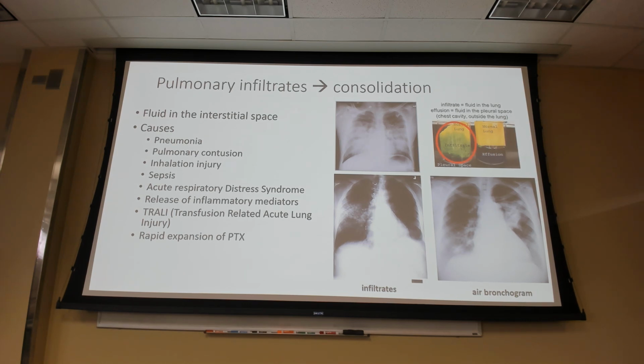There's a lot of causes for infiltrates and consolidation, obviously pneumonia, any sort of pulmonary contusion, which we see a lot with trauma. It's one of the more common injuries we see. Then obviously any inhalation injuries, sepsis. And we'll talk about TRALI and some of those other ones in block 3.